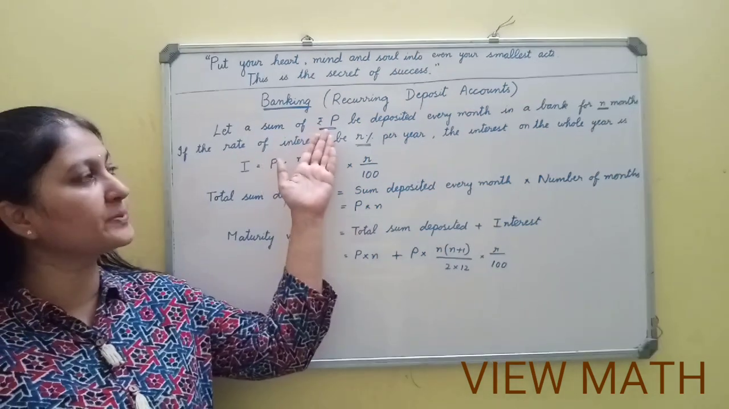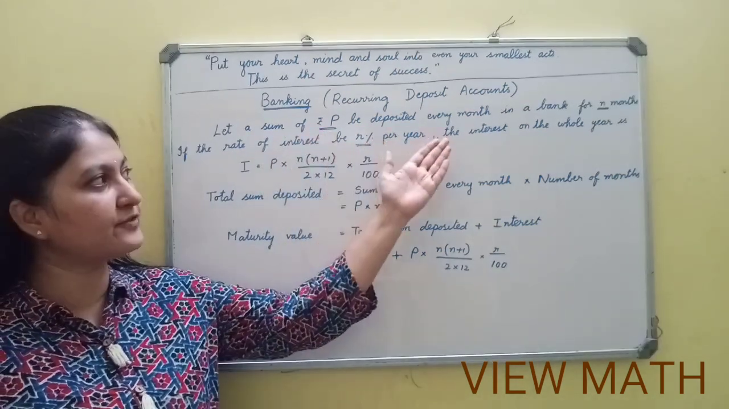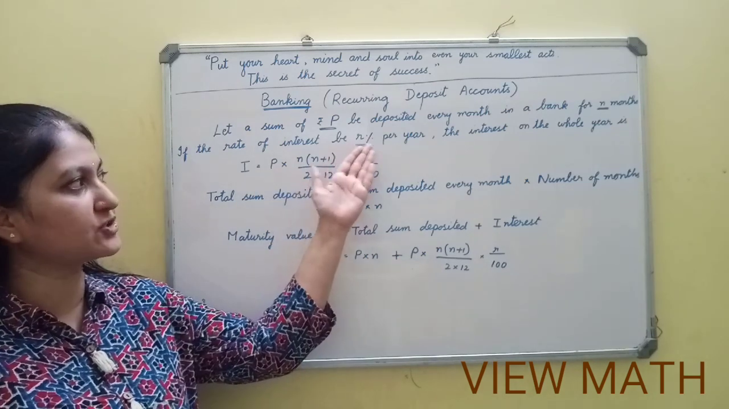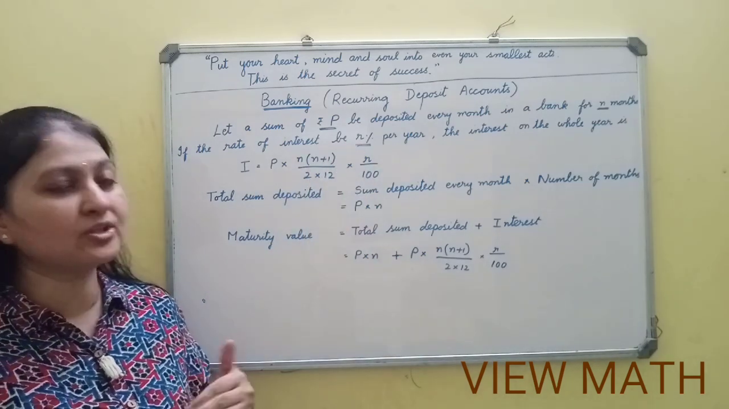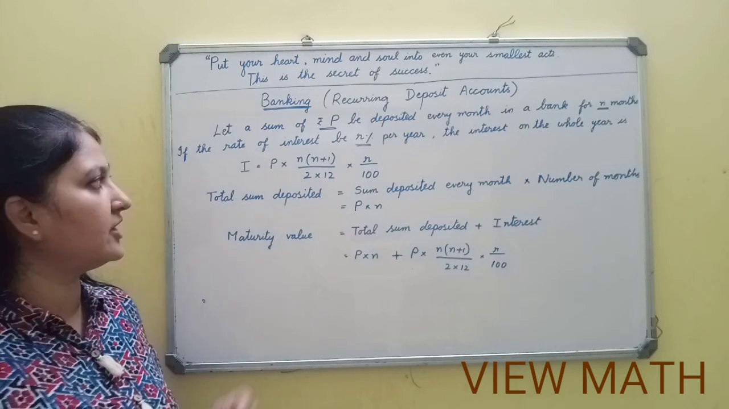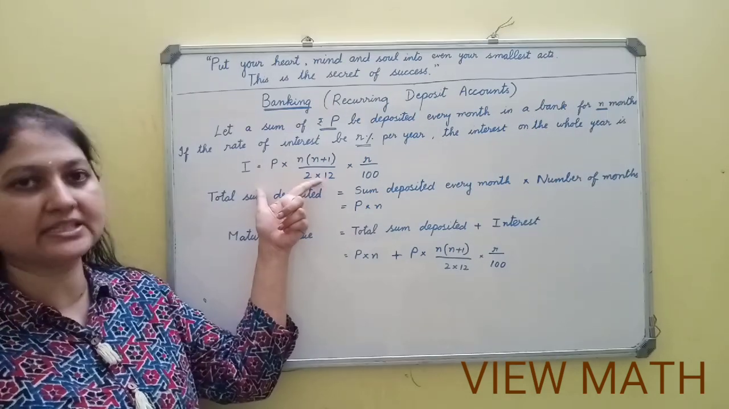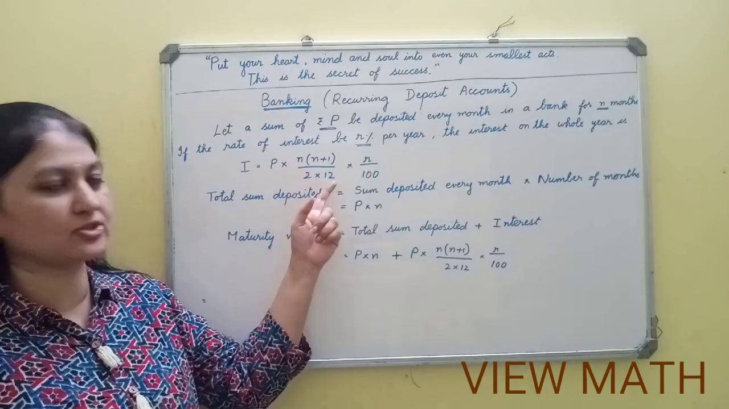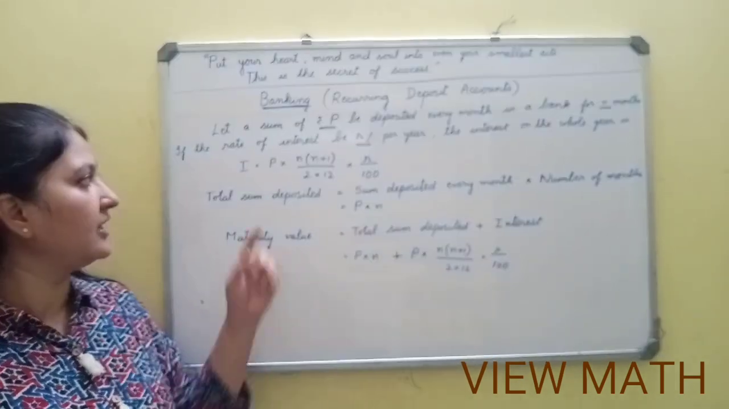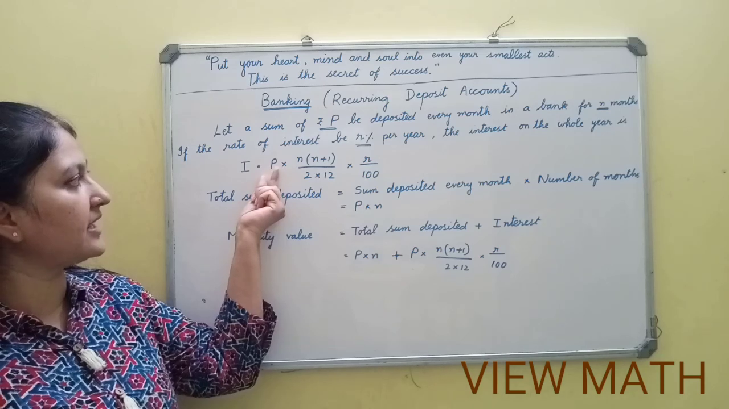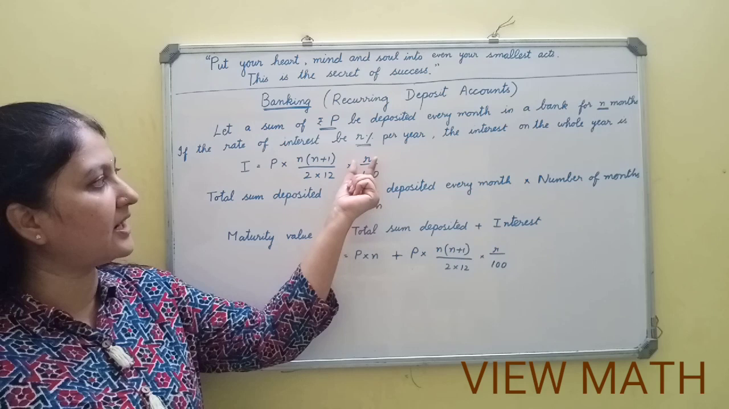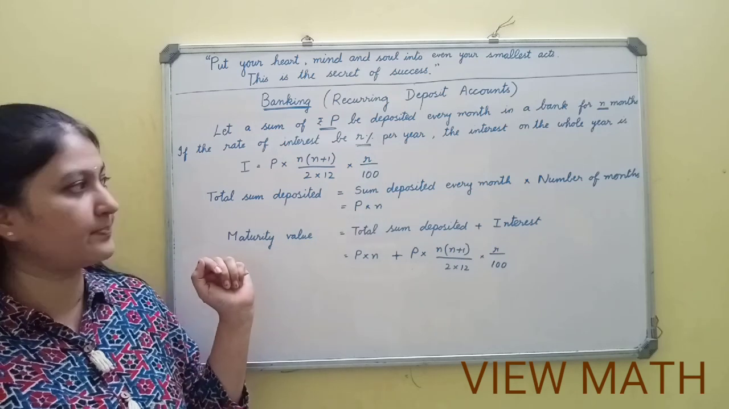Let a sum of rupees P be deposited every month in a bank for n months and let R be the rate of interest per year. To calculate the interest for the whole year, we have to use this formula. I is equal to P into n plus 1 by 2 into 12 into R by 100, where P is the sum deposited every month, n is the number of months and R is the rate of interest.